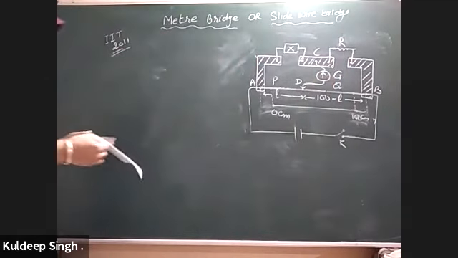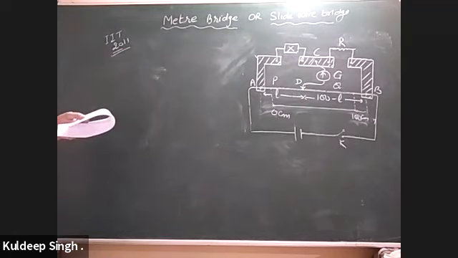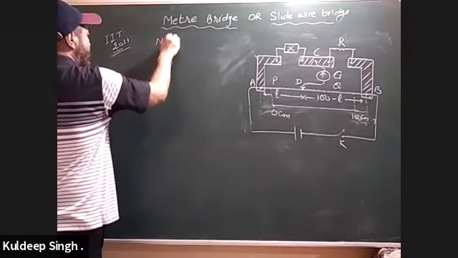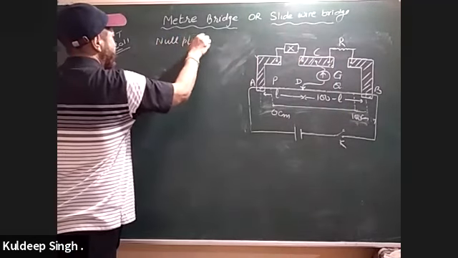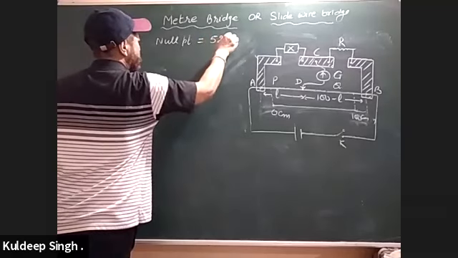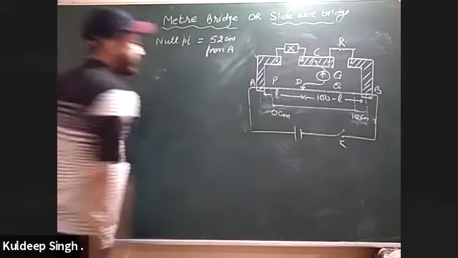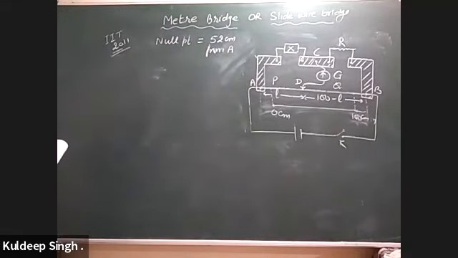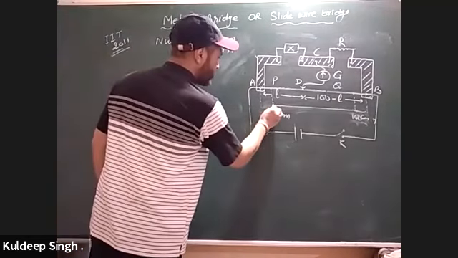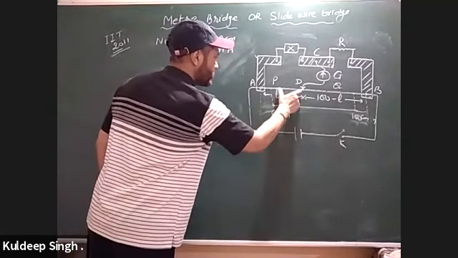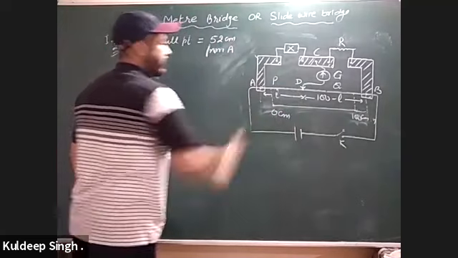The examiner says the galvanometer shows zero deflection at 52 centimeter. The null point that we obtained is at 52 centimeter from point A, from here. Then you get it from the scale. This is the scale. You will measure this value by using the scale. So from this scale, it is 52 centimeter.